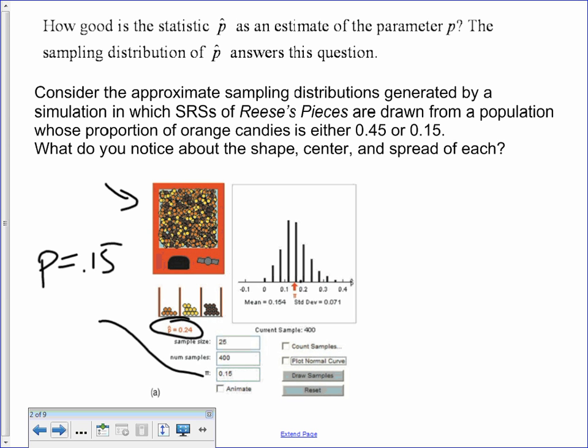And it kept plotting sample after sample, with sample size 25. Unfortunately it's an applet that will not run at the school, but if you keep doing that, what you get is this shape again. And what's really interesting is that the center of that shape is the 0.15.